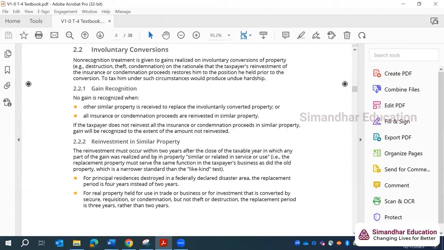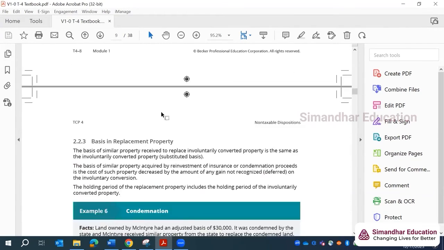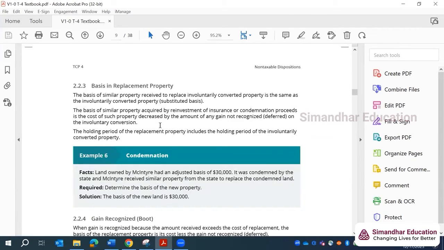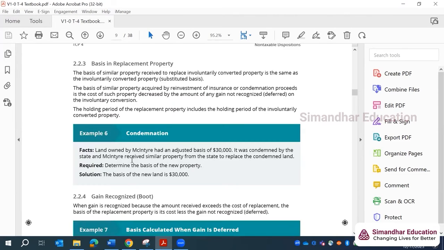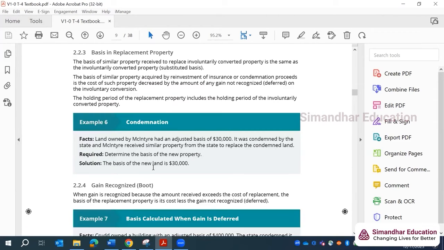That means you will not have to recognize the gain now, but you will have to do it in a later period in the future when you are selling the similar property which you have repurchased because either your property was condemned or your property was destroyed or there's something else that happened. So in this provision, you are deferring the gains. How you are deferring the gains, we will understand in a moment. All right. So let's look at this example.